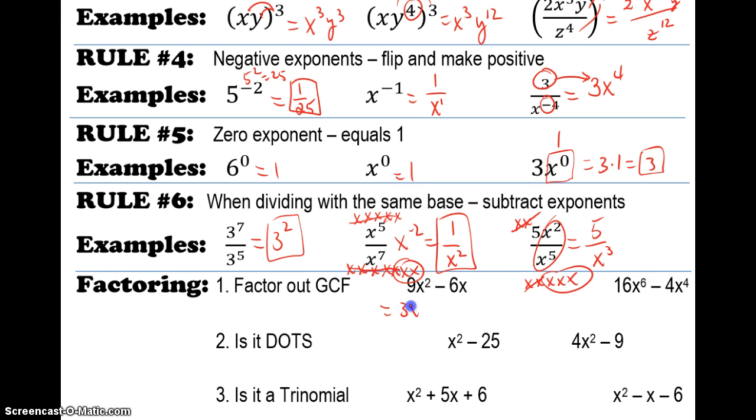So I can factor out 3 and an x, and I'll get 3x minus 2 left over. That's how we can factor out GCF. It's like backwards of distributive property.